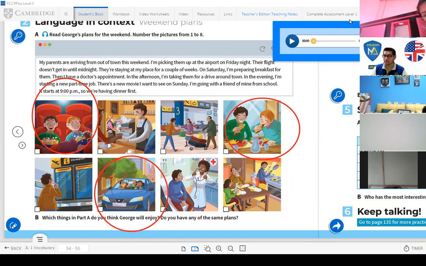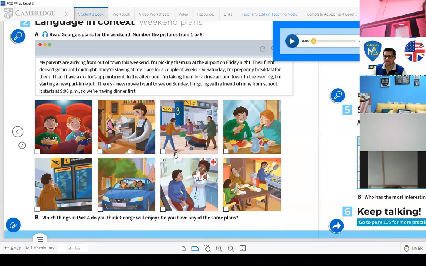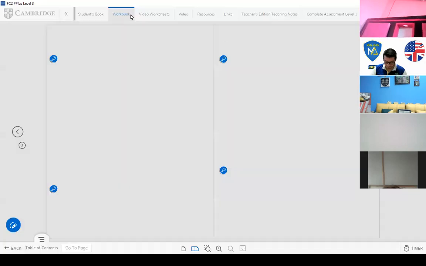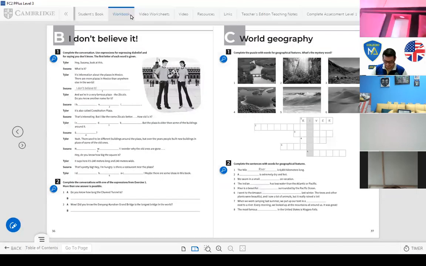Yeah. Okay. I think we're going to stop in this part, students, because we must go to the workbook. Yeah, this is page number 44. I think the next time we're going to work on page number 45, but now let's go to the workbook because we have some different activities that we must work on.